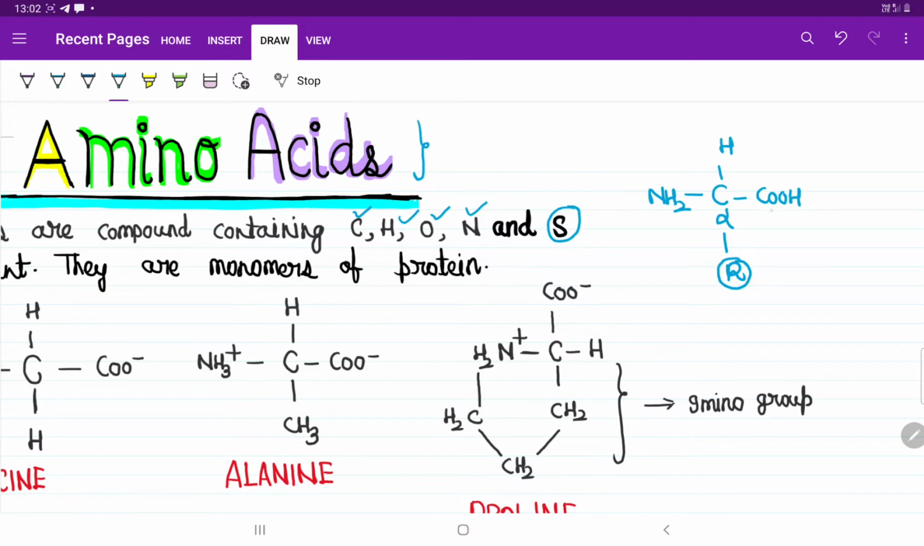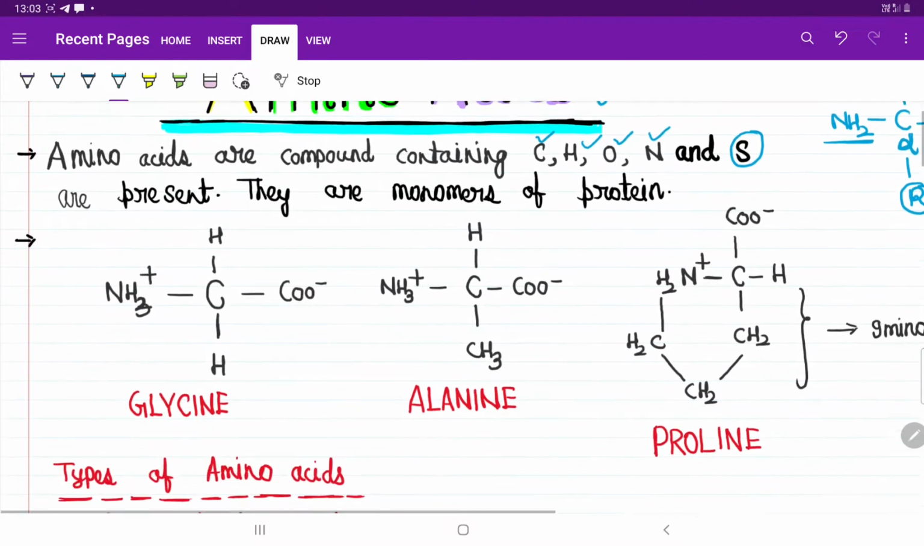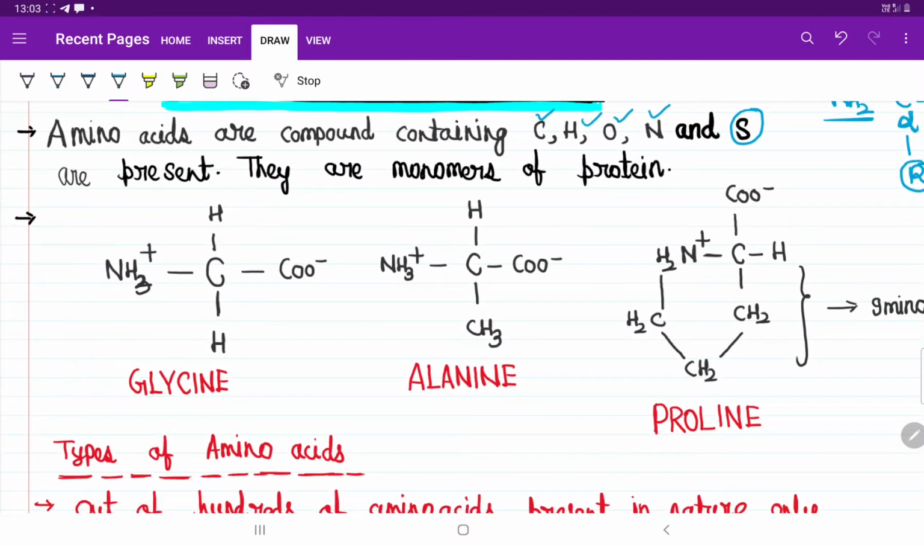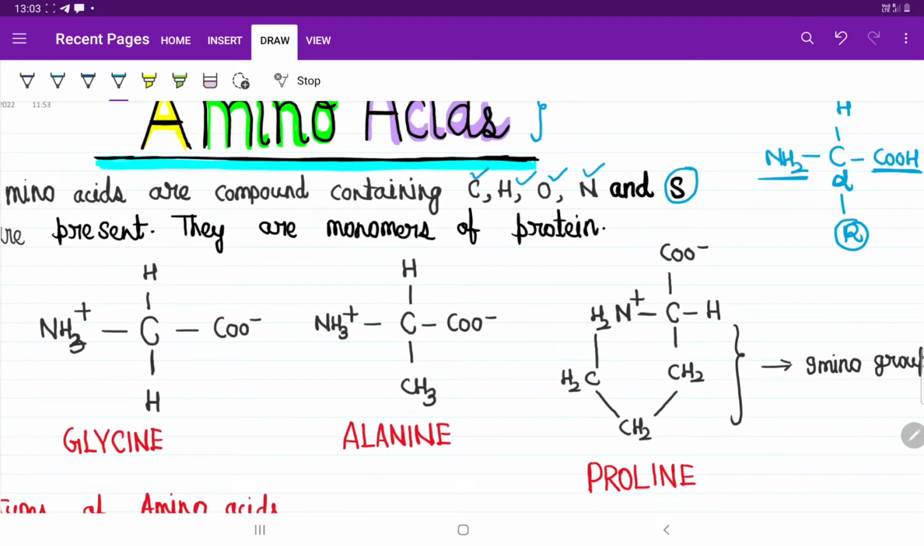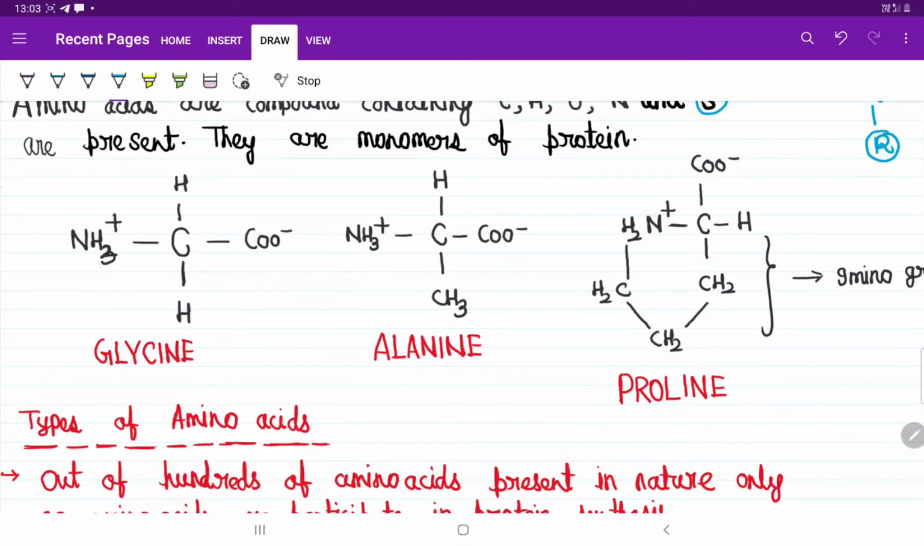Acid means carboxylic acid, amino acid. So this is the basic structure of any amino acid. As an example, see this amino acid, glycine. At body pH the glycine is present in this form only. That's why in many places I have made the NH2 group positively charged and the COOH group negatively charged. So this is glycine.